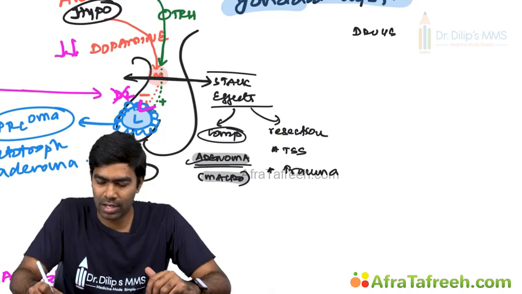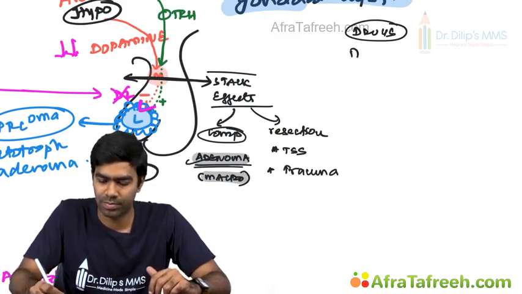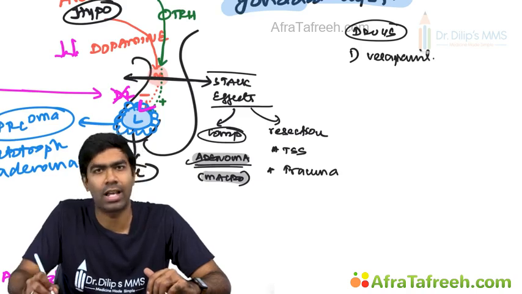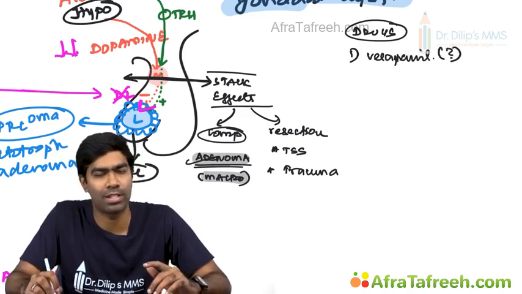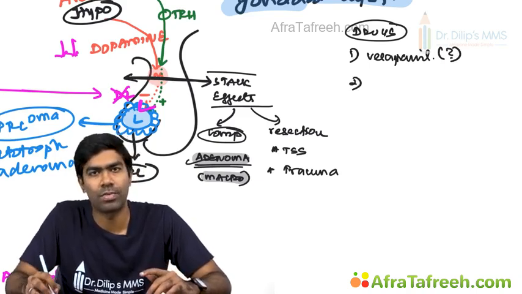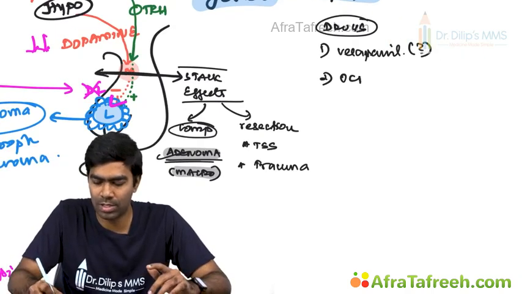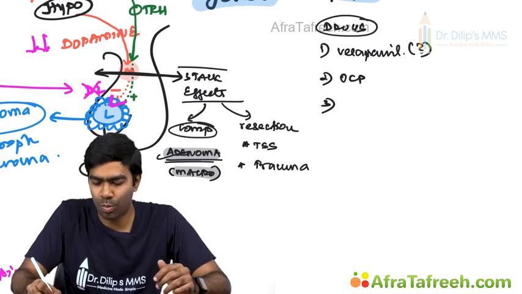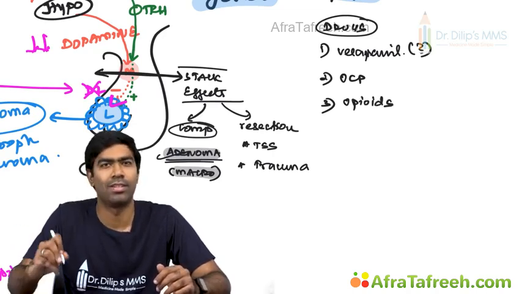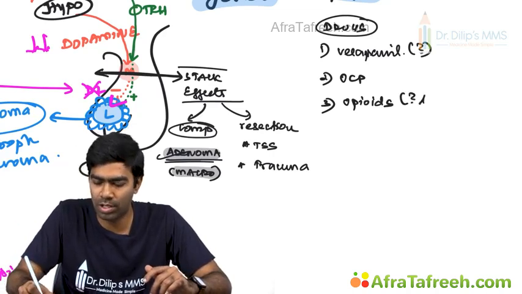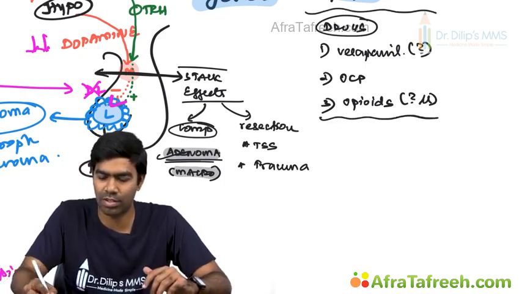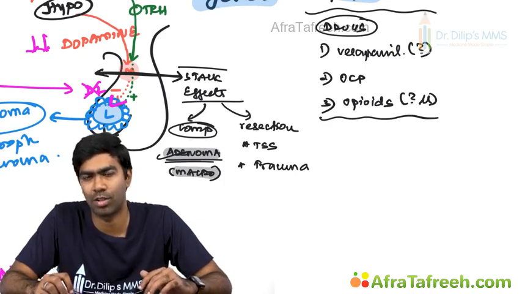So, stalk effects. And a whole lot of other drugs can increase prolactin. What are the other drugs? Very importantly, there is a calcium channel blocker called verapamil, which can increase the prolactin levels by an unknown mechanism of action. We don't know how. Number two, it can happen with OCPs. Obviously, estrogen, we know it's going to increase the prolactin. And number three, the opioid group of drugs. Opioids can increase prolactin, again probably due to the mu receptor effect. So these are some of the other drugs that you have to know that can increase the prolactin release or prolactin levels in the body.